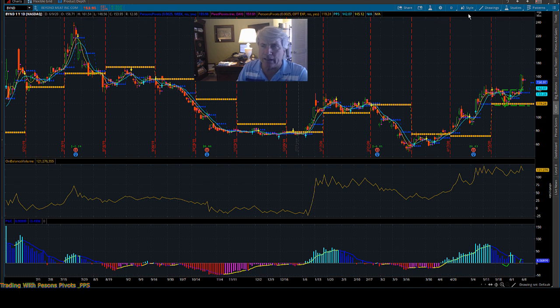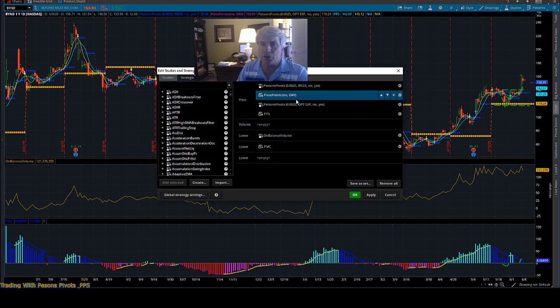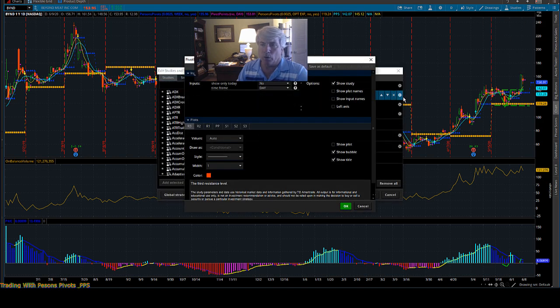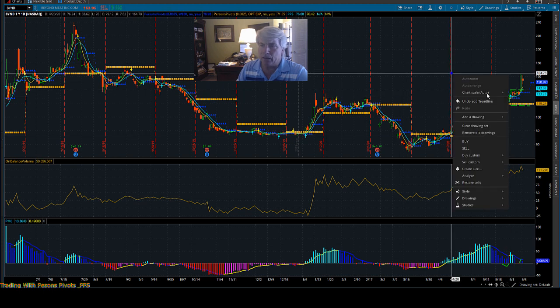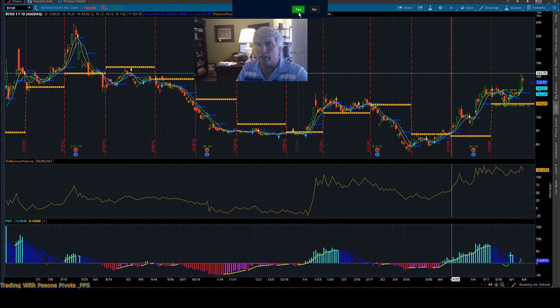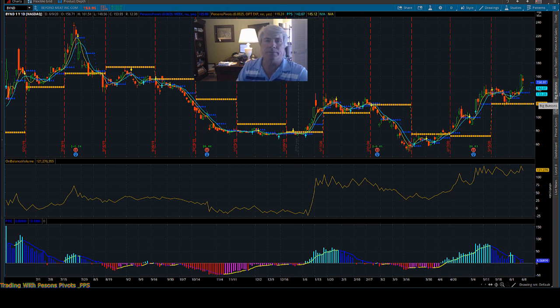And we can get rid of the daily. Just go up here to where it says studies, go to edit studies, and just uncheck where go to the wheel, show study, take it off, and apply. Okay, done. Now let me get rid of all these markings that I just did on this chart. Clear drawing set. Excellent. All right.